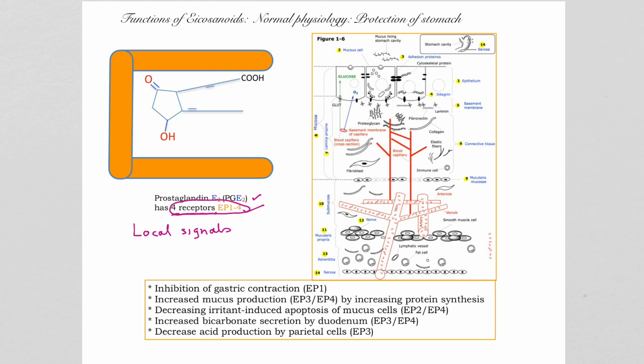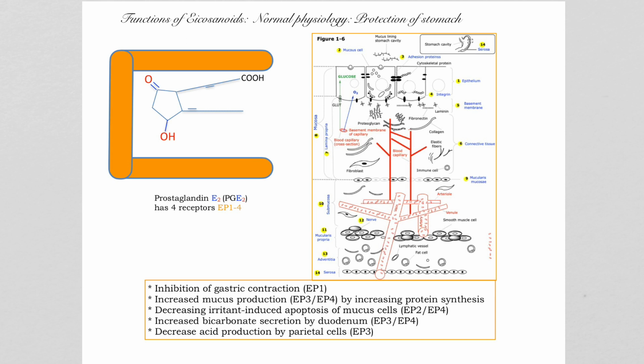That's because they get broken down very fast. Okay, so first of all, they're not very stable. Secondly, they get broken down by all kinds of enzymes very, very quickly. So these eicosanoids, they are secreted, they do their job, and they are quickly destroyed, very quickly destroyed. So how does prostaglandin E2 protect the stomach?